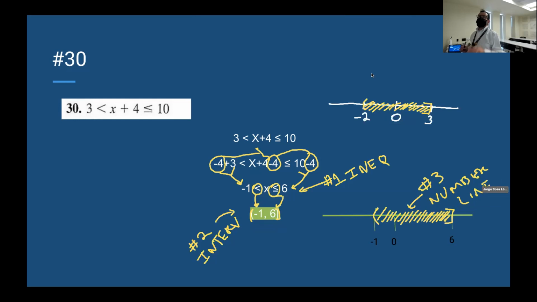Now, why am I mentioning this? Just be careful. There might be a problem that says you have to do the three representations, and if you don't do one, it might not be considered complete. Okay, good job, you guys.